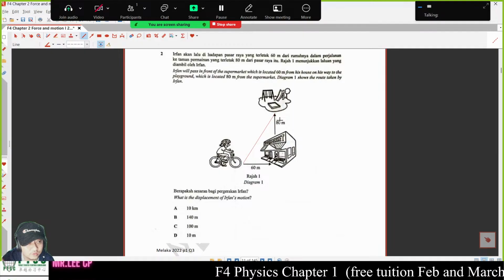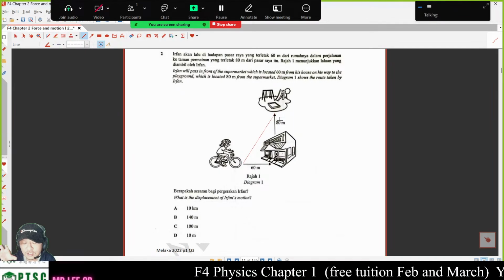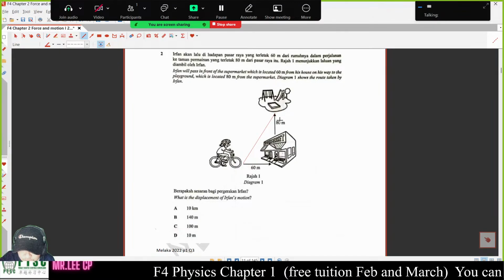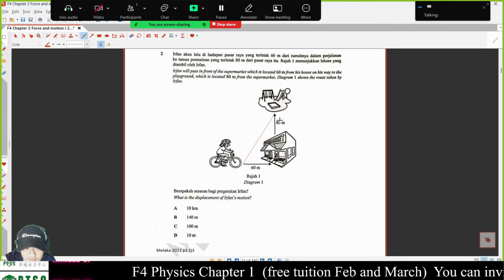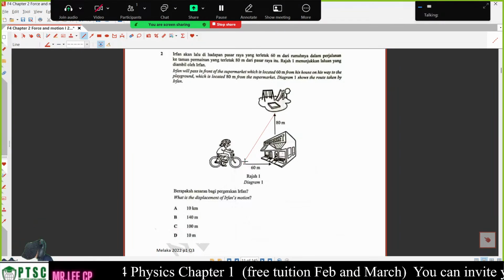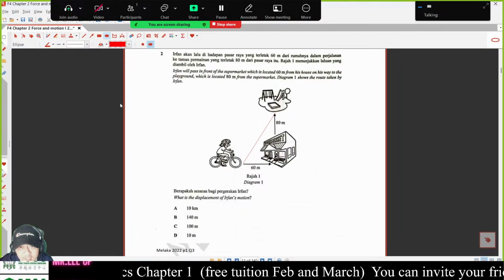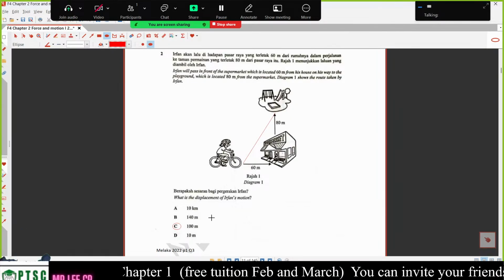Displacement, just where you start and where you stop. How to find the displacement? Open your eyes, see where you are, close your eyes, and then move. Finish moving, open your eyes, see where you are. So it is here. So it is from here to here. Use Pythagoras theorem, you get the answer as C, 10.